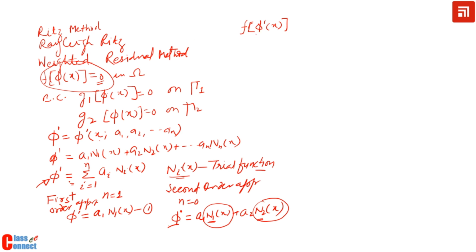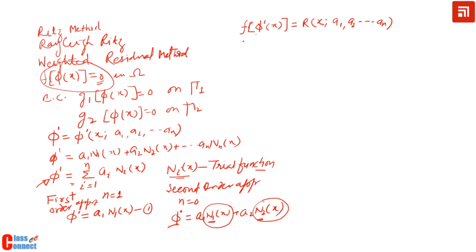It means I have substituted this function of the field variable, the relation of the field variable, in the differential equation governing the solution domain. So this will give me not 0, but some residual, and this residual is represented by R, and it certainly will be a function of the dependent variable and a1, a2, the constants that we have used in the trial function.